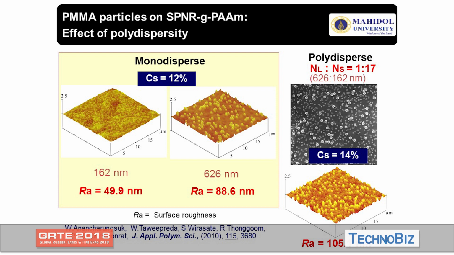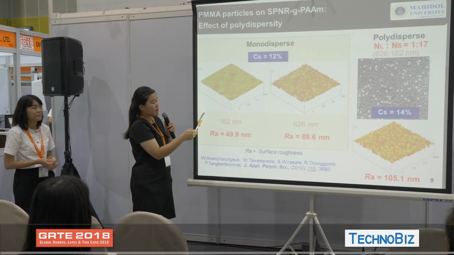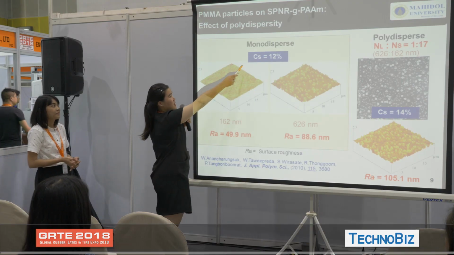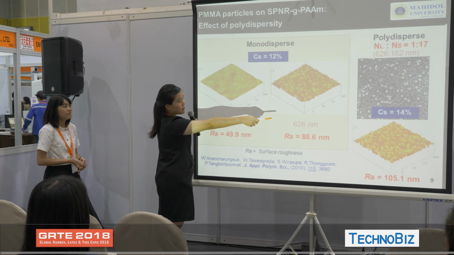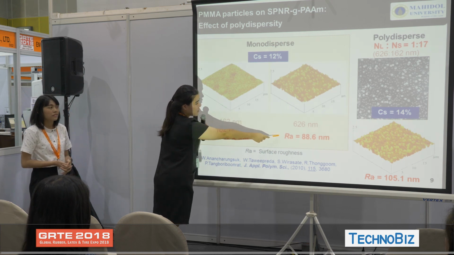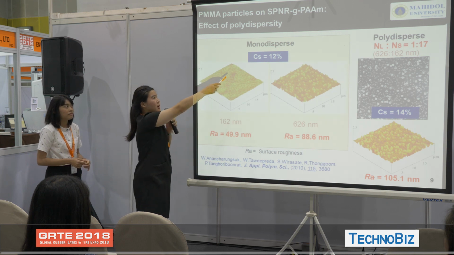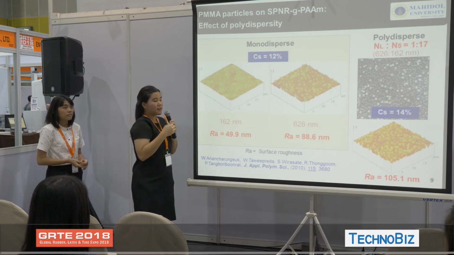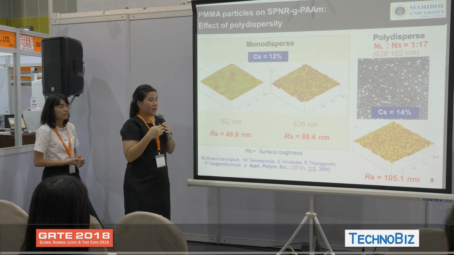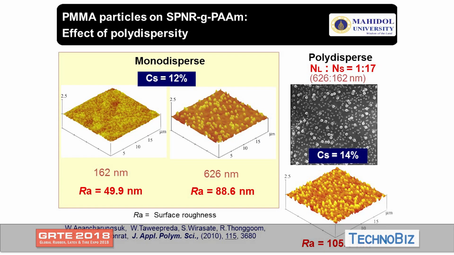In this slide, in addition, the surface roughness of our rubber sheet after coating with the PMMA particles was measured by AFM. As you can see, if you increase the percentage coverage from 12 to about 14, the surface roughness will be increased. And if you notice, at the same percentage coverage, the higher surface roughness will be obtained when you coat the rubber sheet with the larger particles.